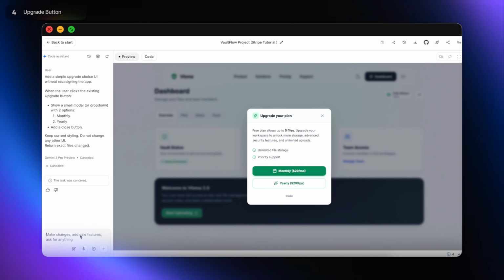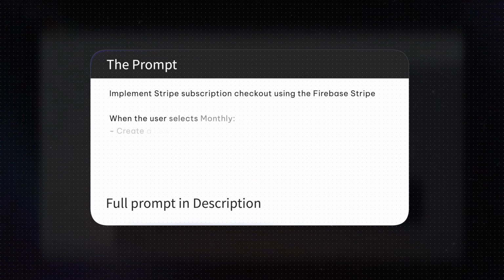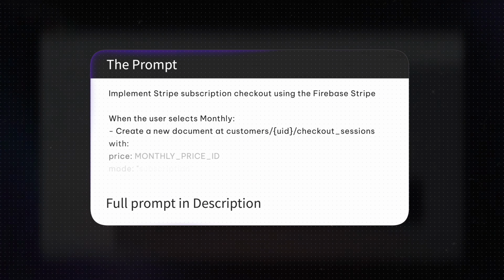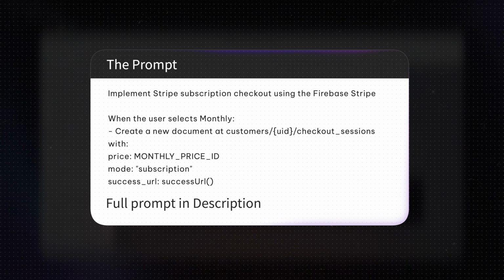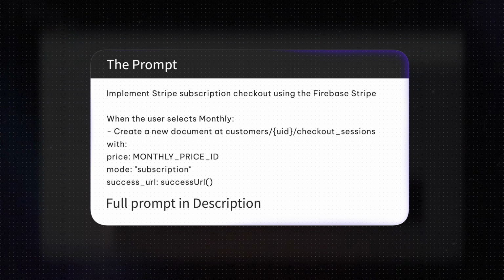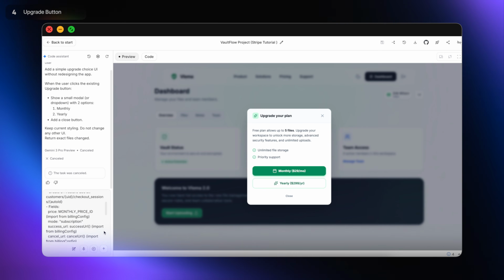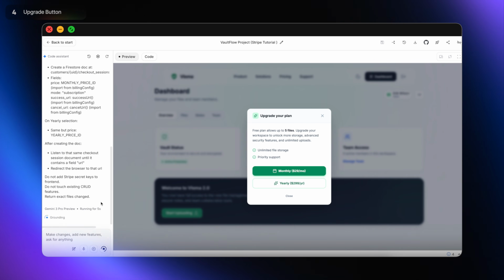I'll use this prompt, and this is the prompt that triggers the actual payment. Here's what happens when the user selects a plan. The app creates a checkout session in Firestore using the monthly or yearly price ID we stored earlier in the config file. Then it listens to that session document in real time. And as soon as Stripe writes a checkout URL, the user is automatically redirected to Stripe checkout. Everything works cleanly and securely, and nothing sensitive is exposed on the front end.